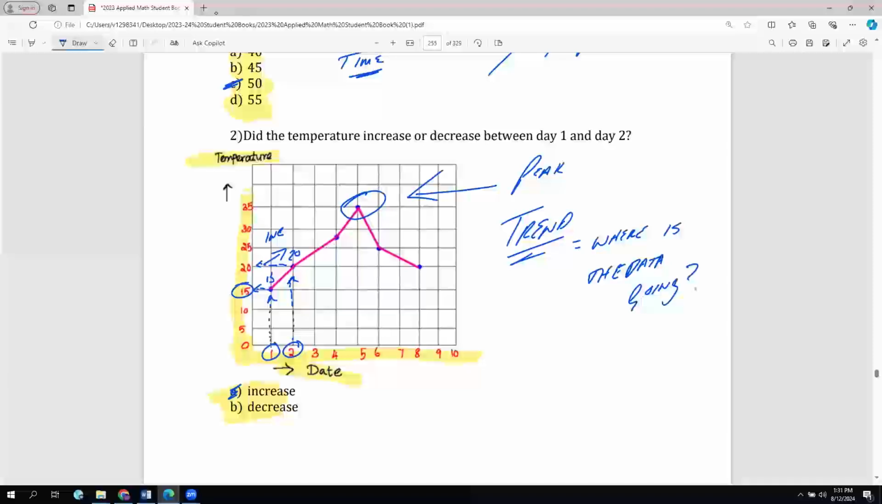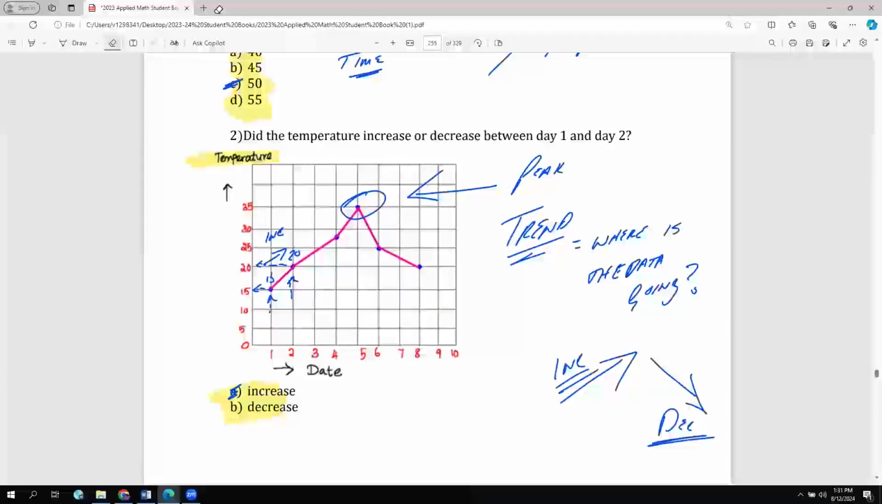And what they mean by that is, am I showing an overall increase in data points, or am I showing an overall decrease in data points? Is my trend in time increasing, or is my trend in time decreasing? So when we look at this, one can be a little trickier for students. And when I talk about trend, sometimes students will look at this whole chart, and I'd say, what is the overall trend?